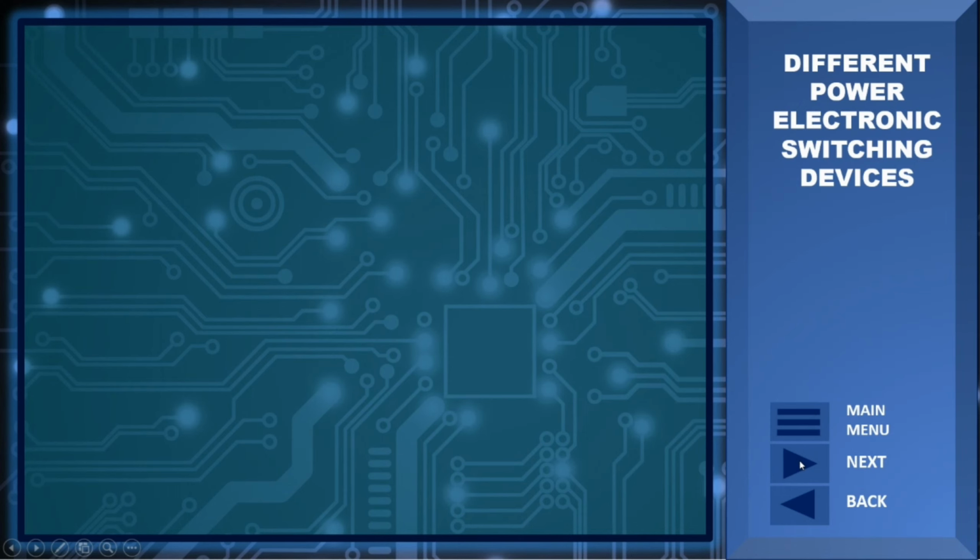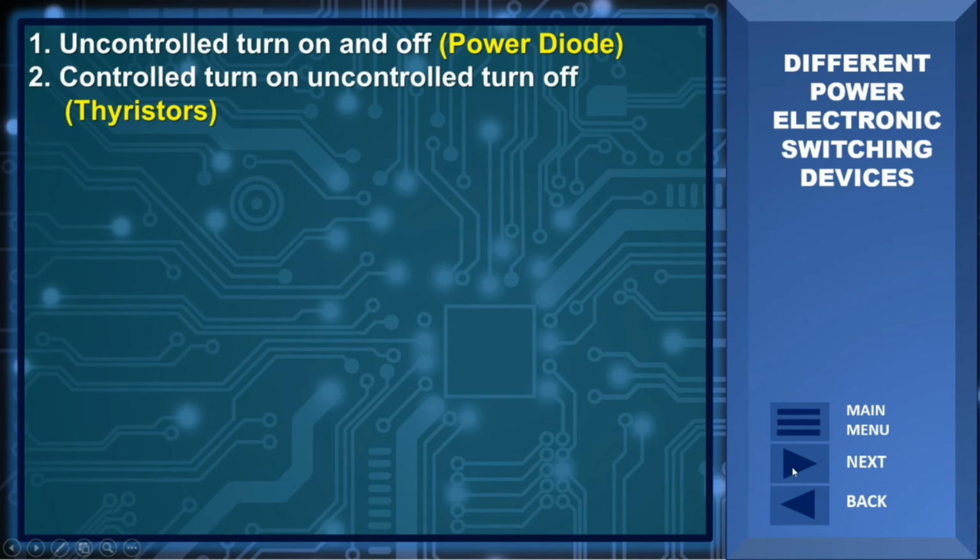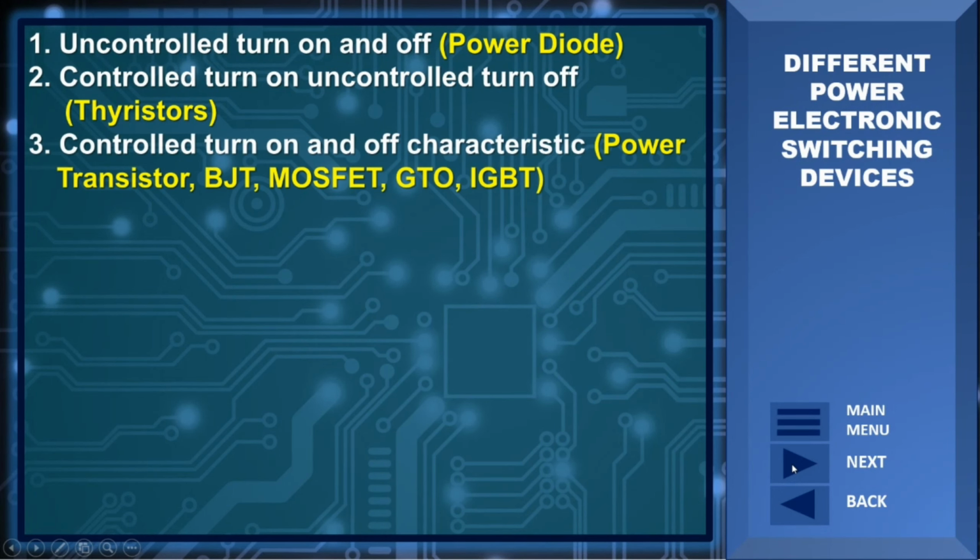Power electronic devices mainly comprise uncontrolled turn on and off, which is the power diode; controlled turn on, uncontrolled turn off, which is the thyristor; and controlled turn on and off characteristic, such as power transistor, BJT, MOSFET, GTO, and IGBT.